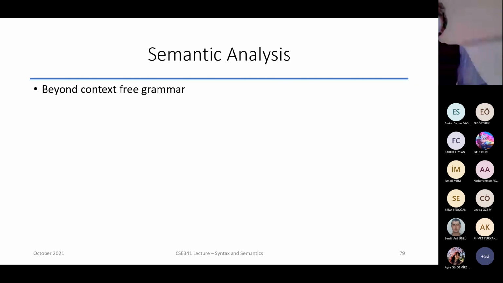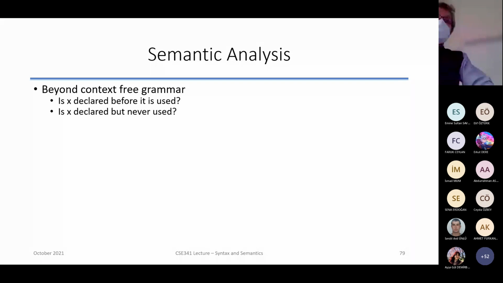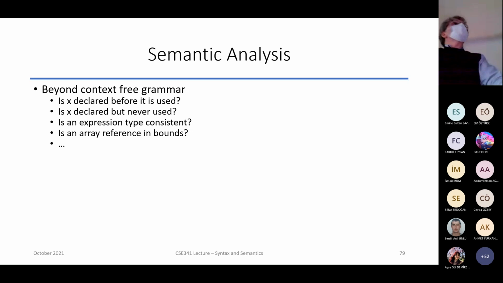This depends on the former, the lexer, and as an outcome of the lexer and the parser. So this goes beyond the context-free grammar. Things like this, for example: is X declared before it is used? I need this information. Is an identifier declared before it is used? You cannot define this as a context-free grammar.